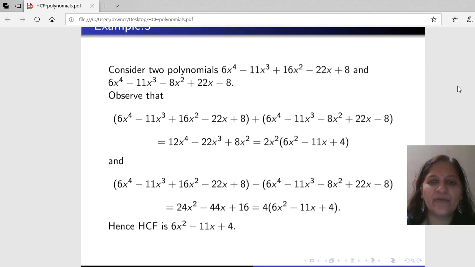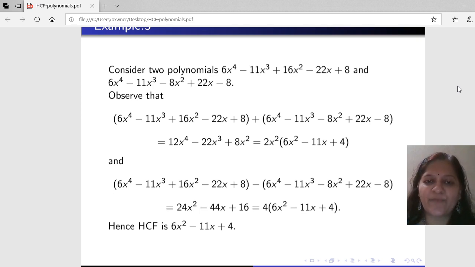Now here the polynomials are of degree 4, so factorization is still difficult. Consider two polynomials 6x raised to 4 minus 11x cube plus 16x square minus 22x plus 8 and 6x raised to 4 minus 11x cube minus 8x square plus 22x minus 8. Now look at the polynomials and their constant terms. Those are 8 and minus 8. So we can directly add these two polynomials to get 2x square into bracket 6x square minus 11x plus 4.